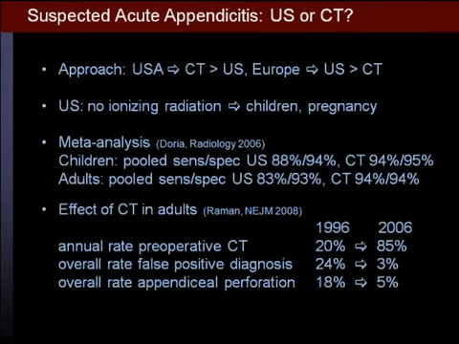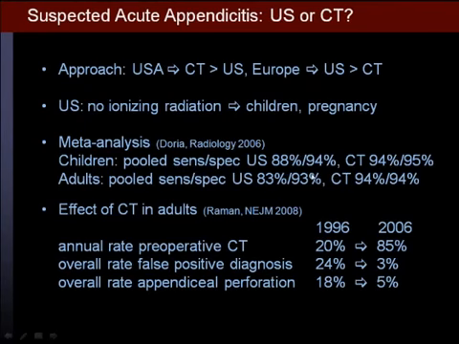Now, there are numerous data regarding the accuracy of imaging at detecting appendicitis. In the USA, there is a strong consensus that CT should be used instead of ultrasound, while in Europe, ultrasound is more frequently used. Ultrasound, because CT is associated with ionizing radiation, is of course the modality of choice in children and during pregnancy. But the meta-analysis has shown that the sensitivity and specificity of CT is always better compared to ultrasound.